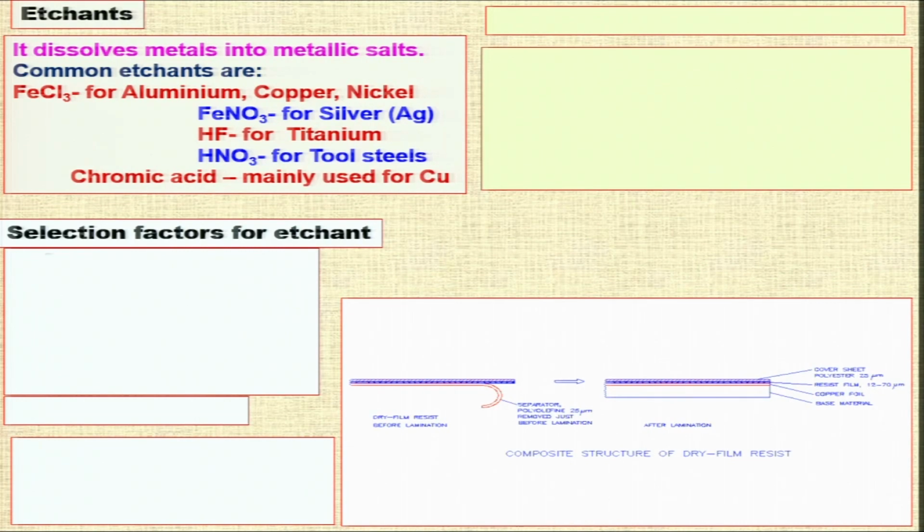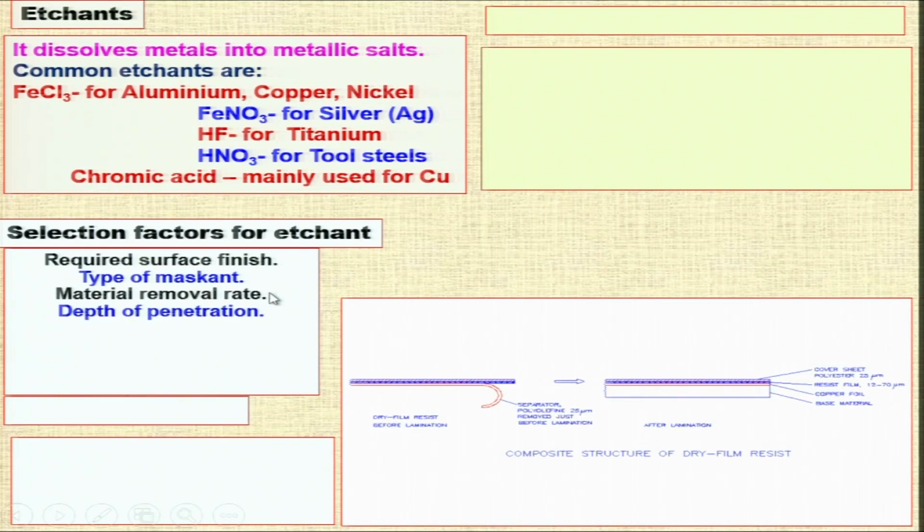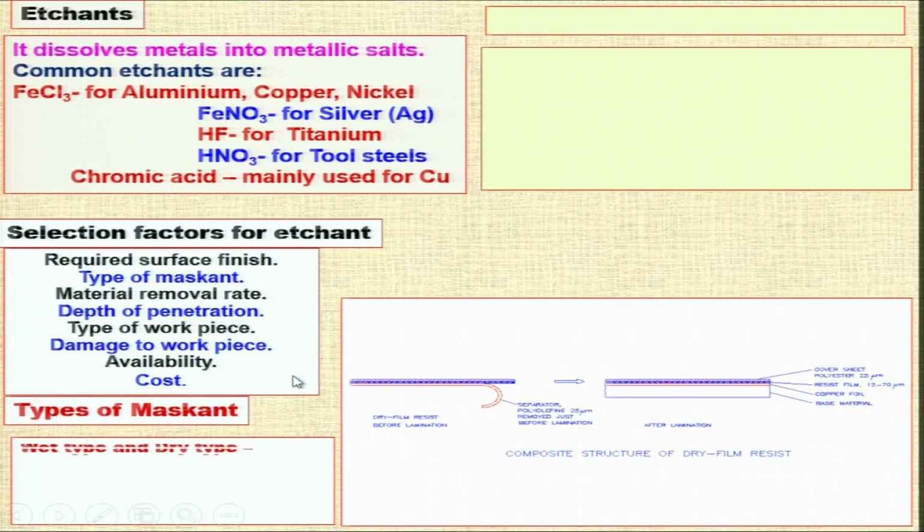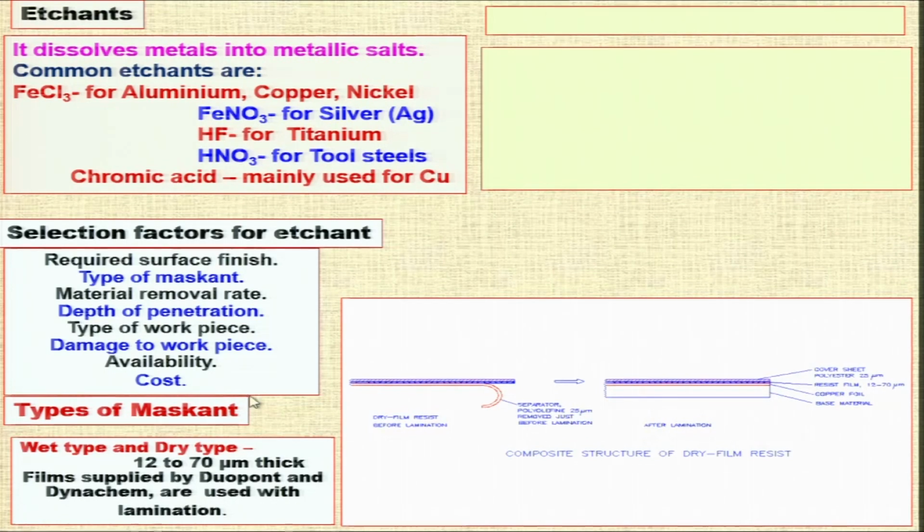Selection factors for etchant: required surface finish, what type of maskant you are using, material removal rate, depth of penetration, type of workpiece, damage to workpiece, availability and cost. Some of these things we have discussed in chemical machining, which are more or less the same as for photochemical machining, except some differences. Type of maskant, wet type maskant and dry type maskant. 12 to 70 micrometer thick films supplied by DuPont and Dynachem. They are used with lamination.